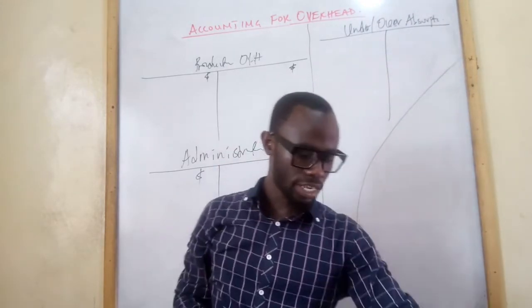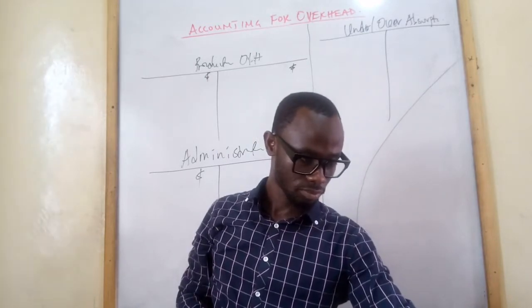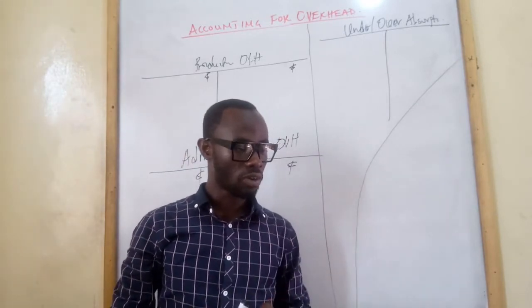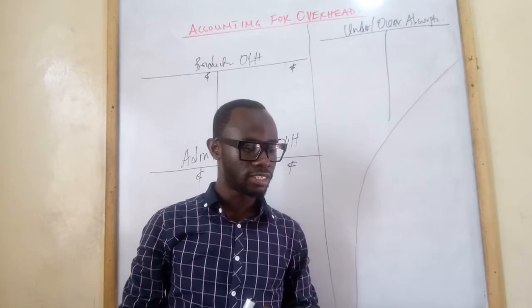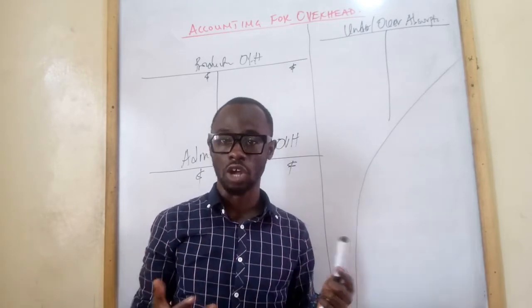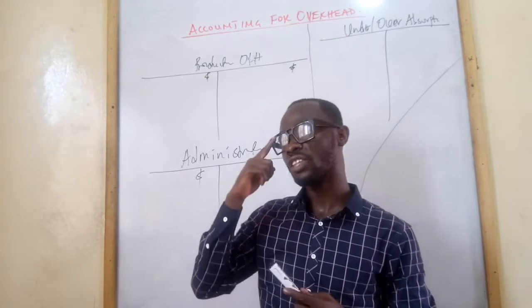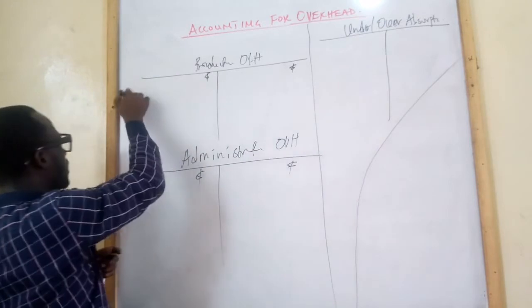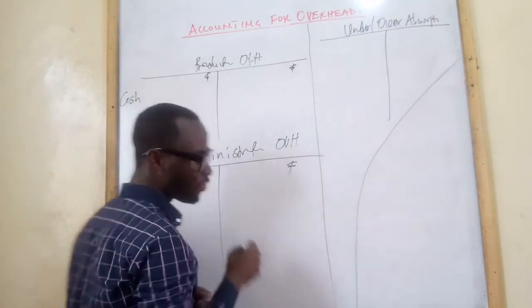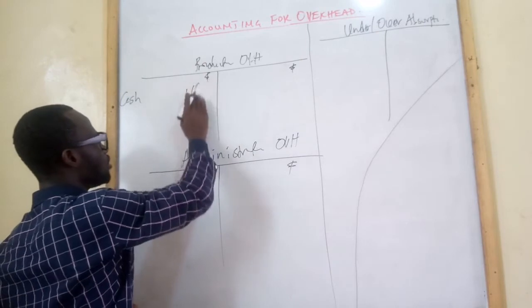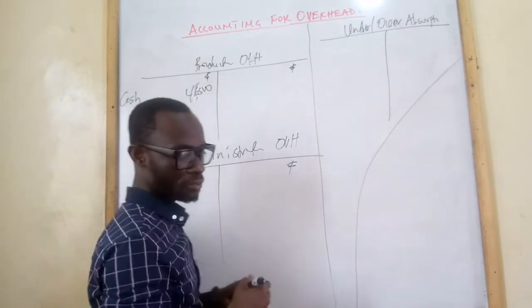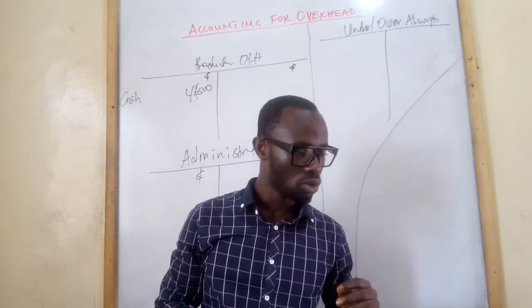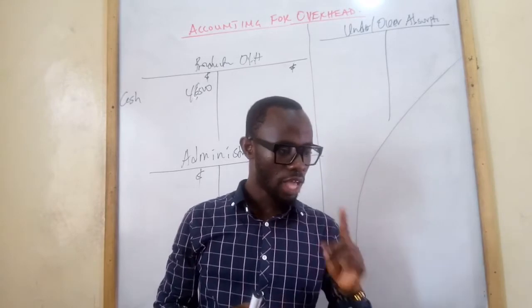Right, so let's see what is happening in the question. When it comes to the production overheads, we are told in the question that the organization incurred 46,500 as the actual cost for production. It means the entry for that is we credit the cash and then we debit what? The production overheads account. So we're going to debit the production overheads account with that figure, that is 46,500.